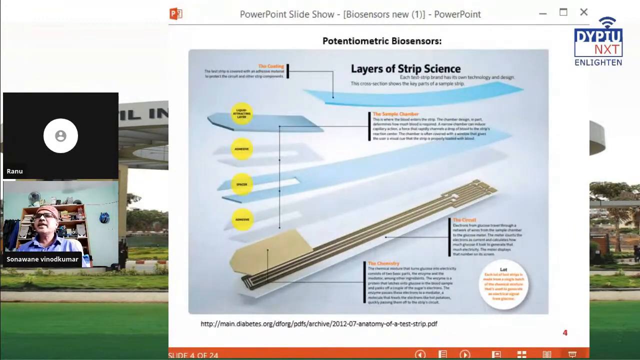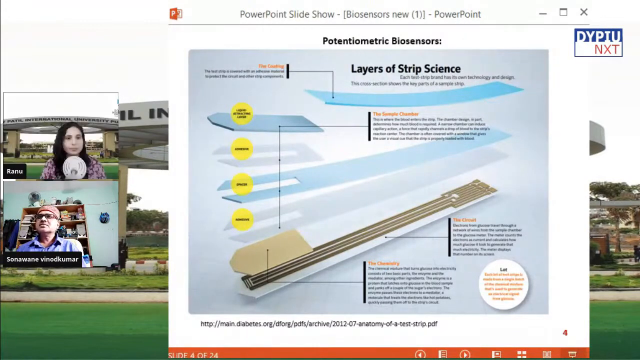And on the substrate there is a chemical mixture which turns glucose into electricity, and the enzyme acts as a mediator. So what happens if there is increased glucose in the blood, whether high or low, it will knock out the electrons, and that electron will contribute to the current which is measured on the glucometer in terms of sugar content, right?